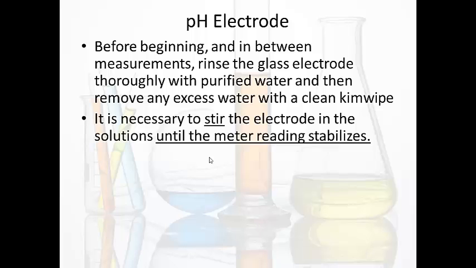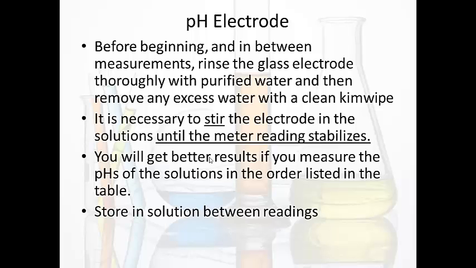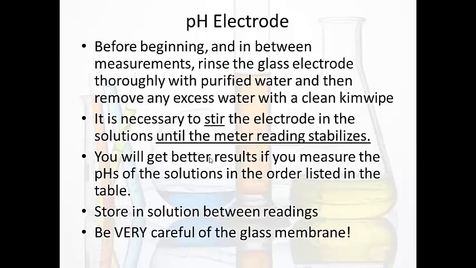and then record your pH. You're going to get better results if you measure the pHs of the solutions in the order listed in the table in the manual, so make sure you do that. Don't just set your electrode down on the bench in between readings. You need to keep the electrode upright, and you want to store the electrode in solution, so that glass membrane should be submerged in solution in between readings as well. And last but not least, please be very careful of the electrode. This glass membrane is very, very fragile.